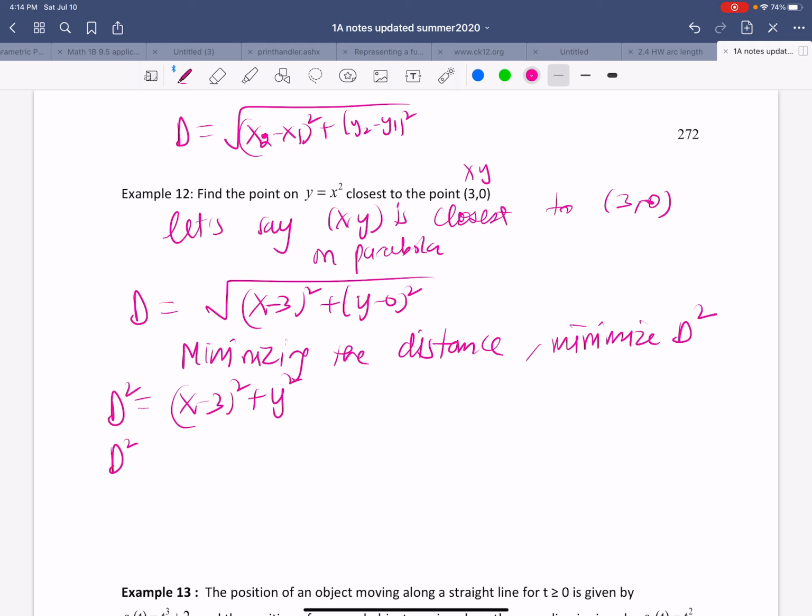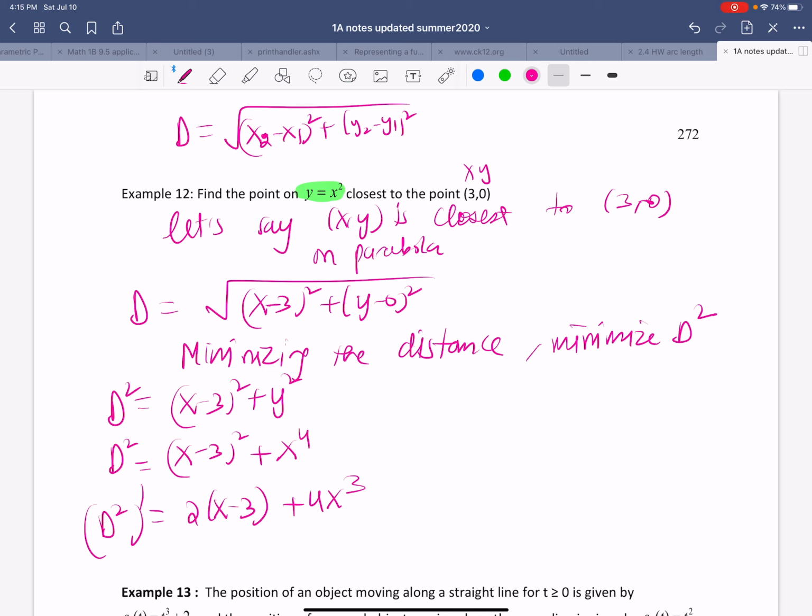First of all, we want to express y in terms of x or x in terms of y. We already have a relationship, y is equal to x squared. So I'm going to replace that in d squared. That would be (x minus 3) squared plus y, which is x squared squared, that would be x to the 4th. Find the derivative of this square of the distance. You can call it function p, k, l, m, whatever you want. It doesn't really matter. The derivative is going to be 2 times (x minus 3) times 1 plus 4x to the 3rd.